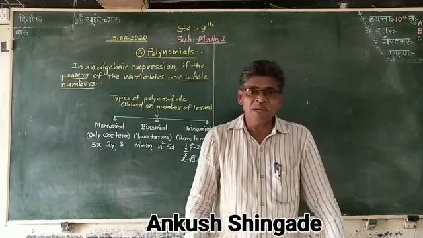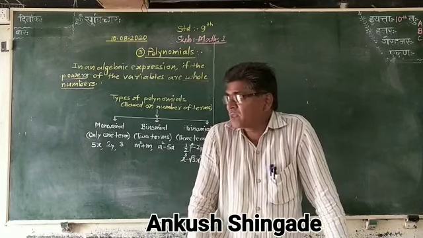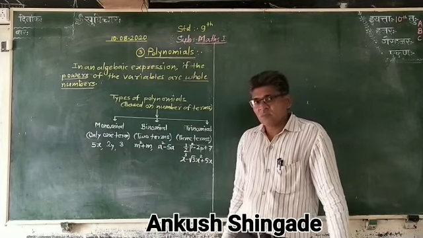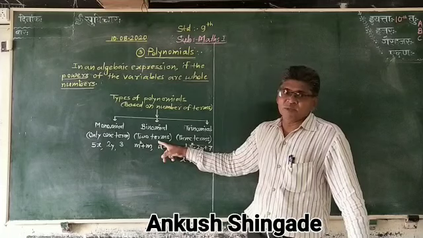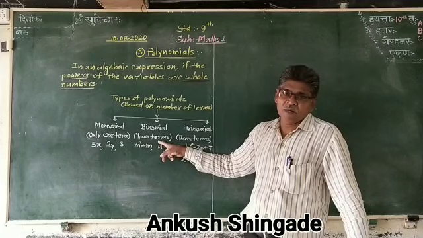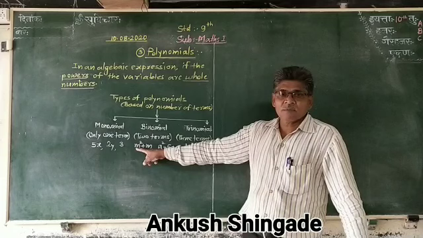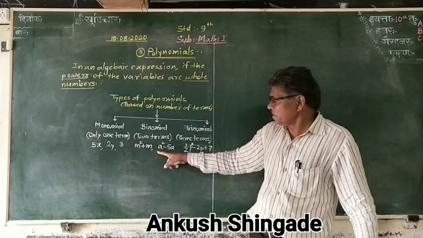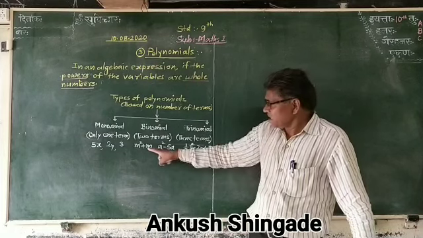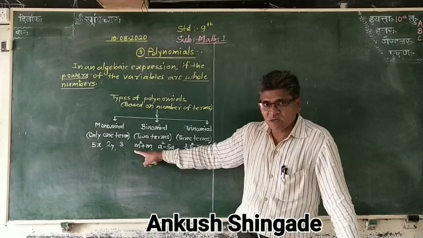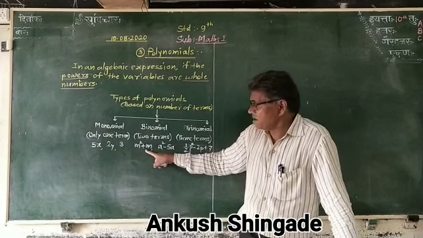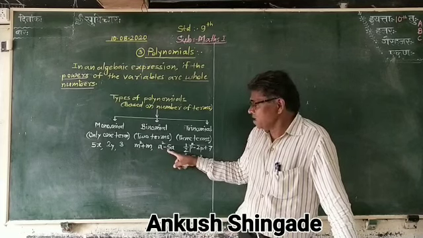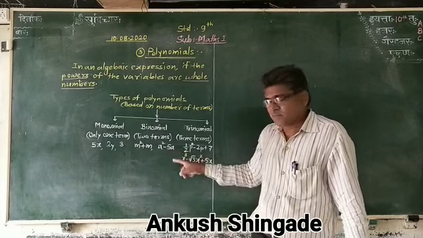Then the second type based on the number of terms is the binomial. Bi means 2. So there are two terms in the polynomial. For example, first one is m square plus m. Second example, a square minus 5a. There are two terms. m square is the first term and m is the second term. Here a square is the first term and minus 5a is the second term.